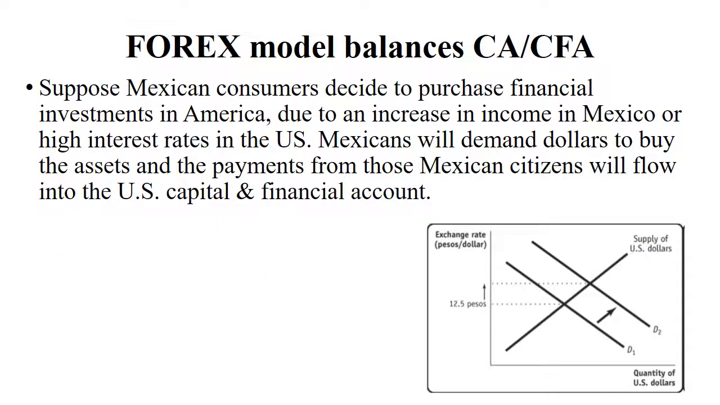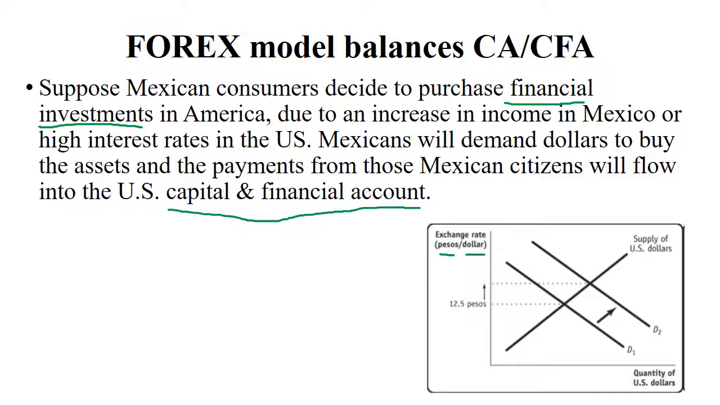We started these notes talking about how the foreign exchange model relates back to current accounts and capital and financial accounts and the balance of payments. So let's talk about how Mexico and the United States, because those are the two countries involved in this model, would be related here. So let's say that Mexican consumers are going to buy financial investments. So financial investments, we're talking about assets, stocks, bonds, CDs, maybe they're buying corporations. Would that be part of CA or CFA? So these assets, these investments, are going to be part of the capital and financial account.